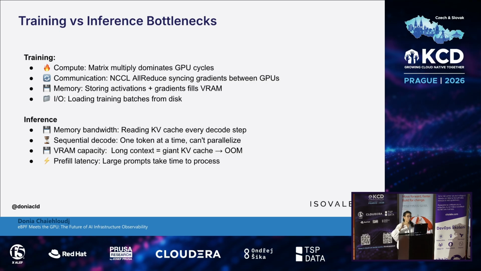And here is just a summary of the different bottlenecks that you can observe. On the training side, we have the computation. It can be on the communication side. You can fill up the memory, the VRAM. You can have I/O problems if you're loading too much data because your GPU is not able to handle that. And on the inference, we have, again, memory bandwidth reading the KV cache. It can be on the decode side, because you can't parallelize all the tokens when you are decoding them. VRAM capacity or prefill latency. So that's just a summary. It's more of a reference so you understand that there can be a bunch of bottlenecks in this workflow.